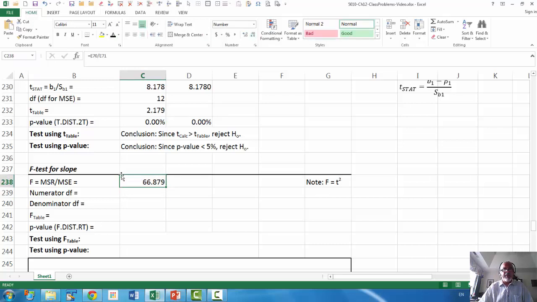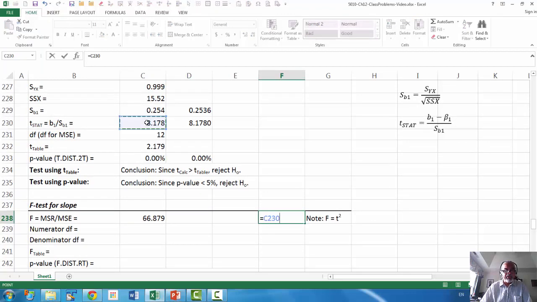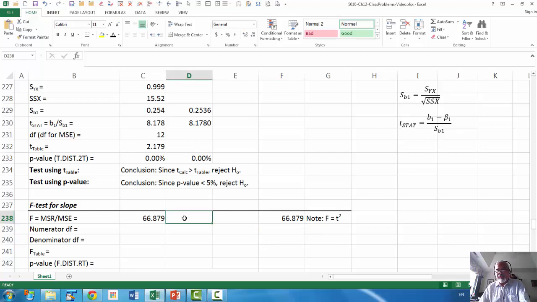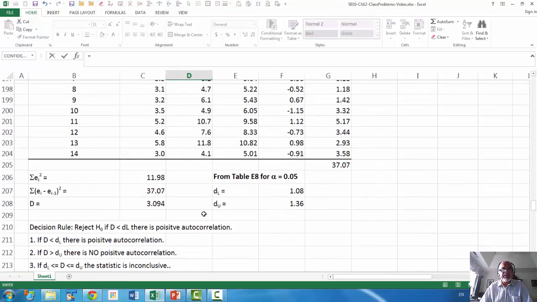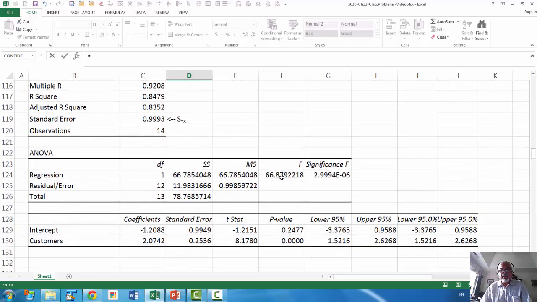Now note that this F statistic is nothing but the t statistic squared. So you take the t value from here, square that, and that would be exactly equal to the F value. And you can get this F value from the data analysis results also, as I mentioned. So here is the F value from the ANOVA table for regression.